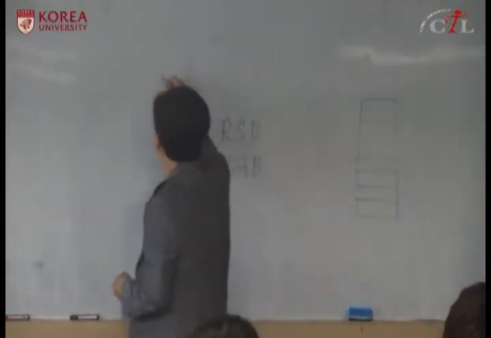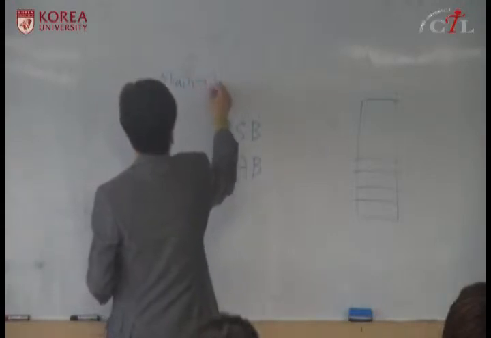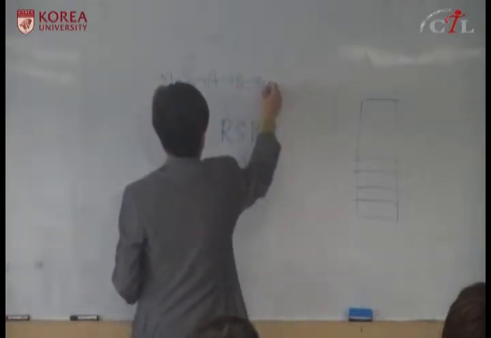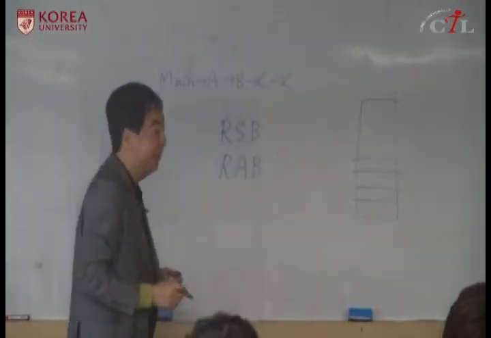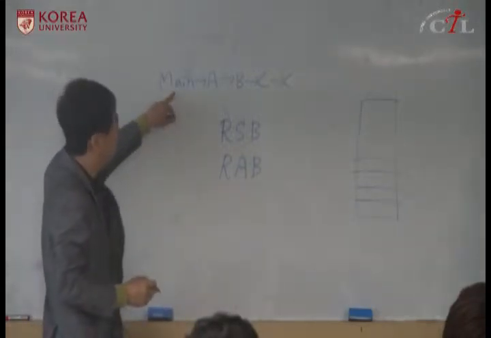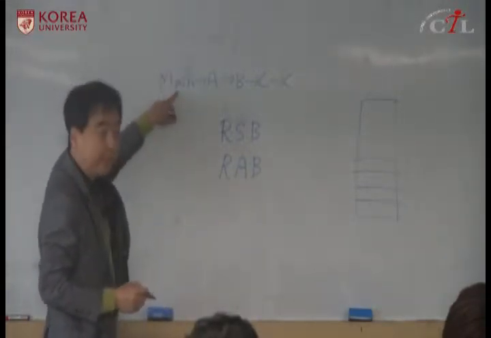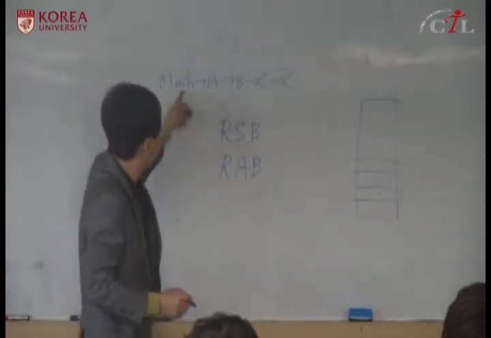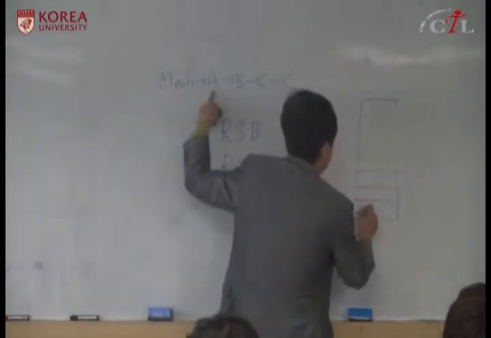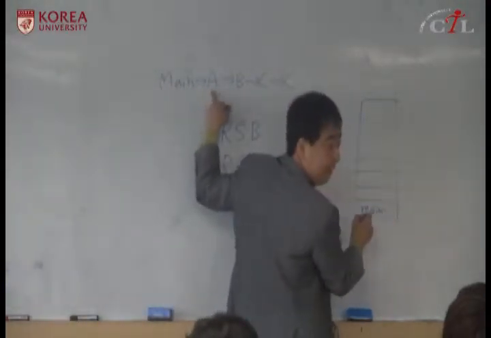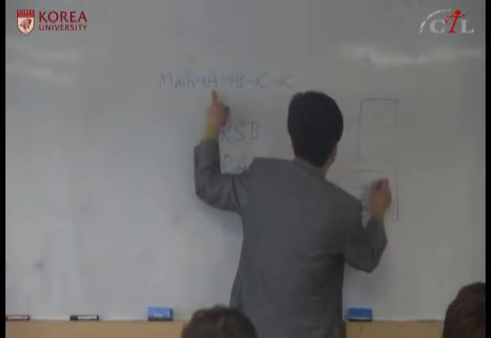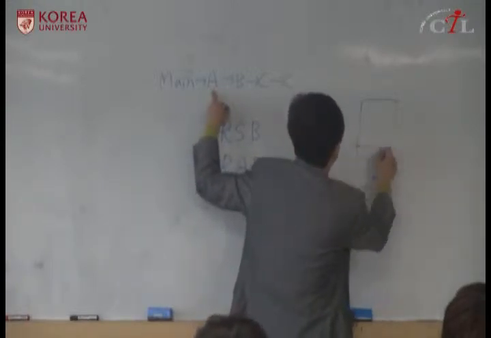So if, say, main called A, A called B, B called C, and C called C recursively, then let's say the return address at the main function is called main dash, and A dash and so on. Then whenever you call A, you have to put main dash, right? Then A dash, B dash, C dash, C dash, and so on.